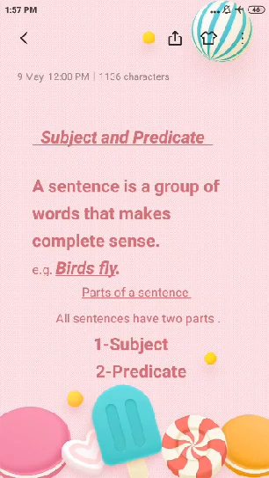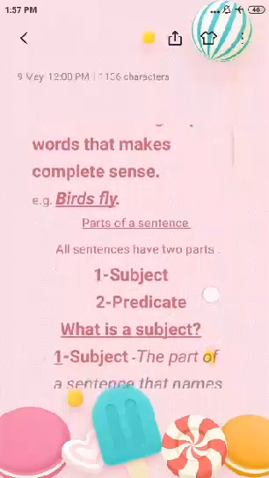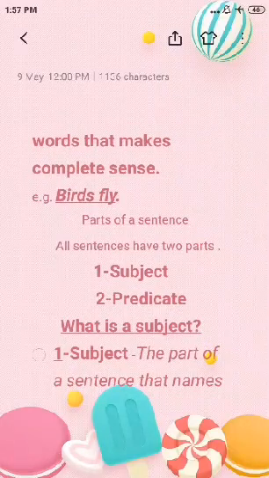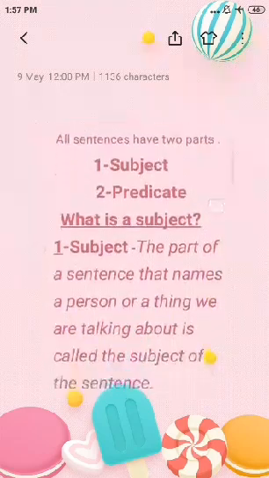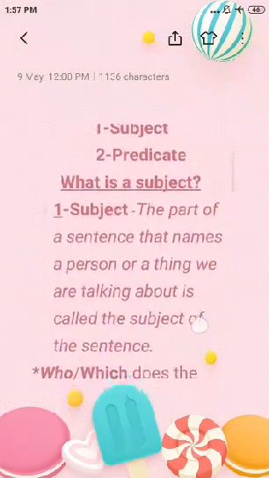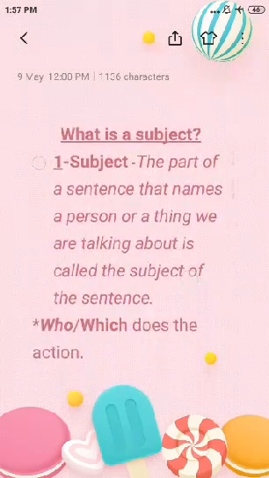So here birds is the subject and fly is the predicate. So after this example, let's move forward to learn subject and predicate in more detail. First of all, we should know that all sentences have two parts, subject and predicate. Let's learn what is a subject.